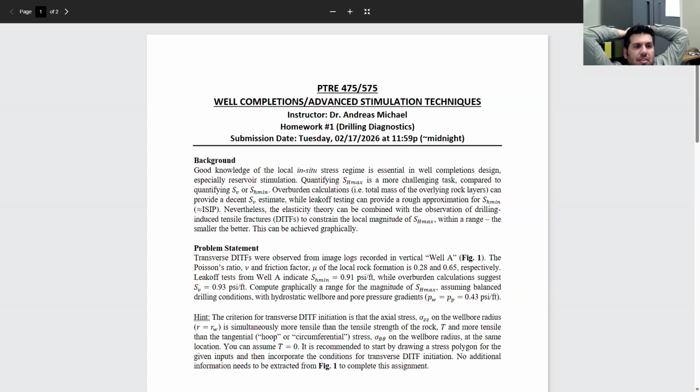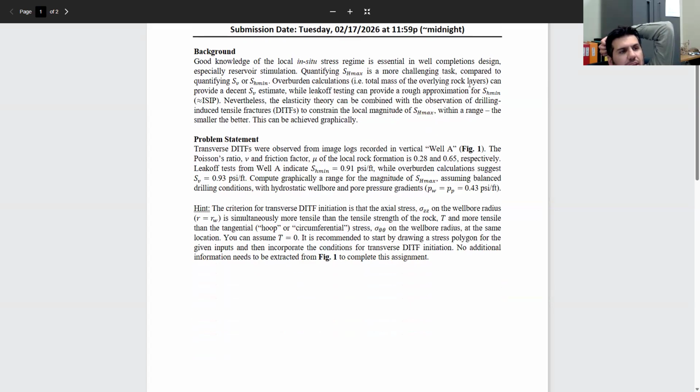Nevertheless, the elasticity theory can be combined with the observation of drilling-induced tensile fractures to constrain the local magnitude of SH max within a range. The smaller, the better. Like I said earlier, the smaller the yellow part, the better. This can be achieved graphically. So, problem statement.